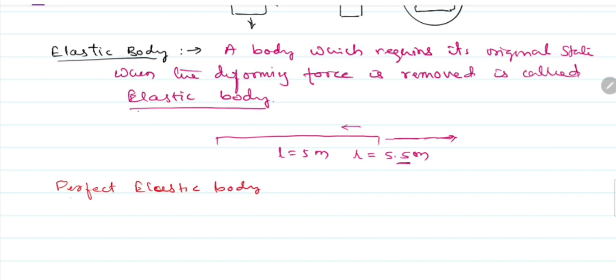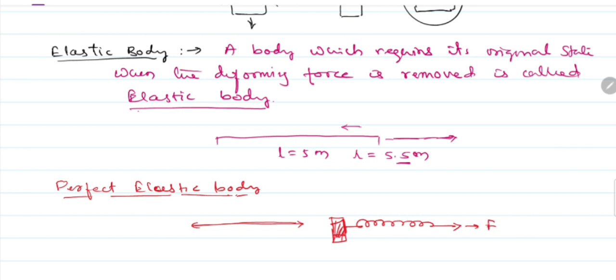Which is the perfect elastic body here? The body which regains its original state completely after removal of the deforming force. It means, this is the one rubber. I will take here, this is the one spring. This end is tied with the wall, and this is the applied force. In this direction I am applying the force.